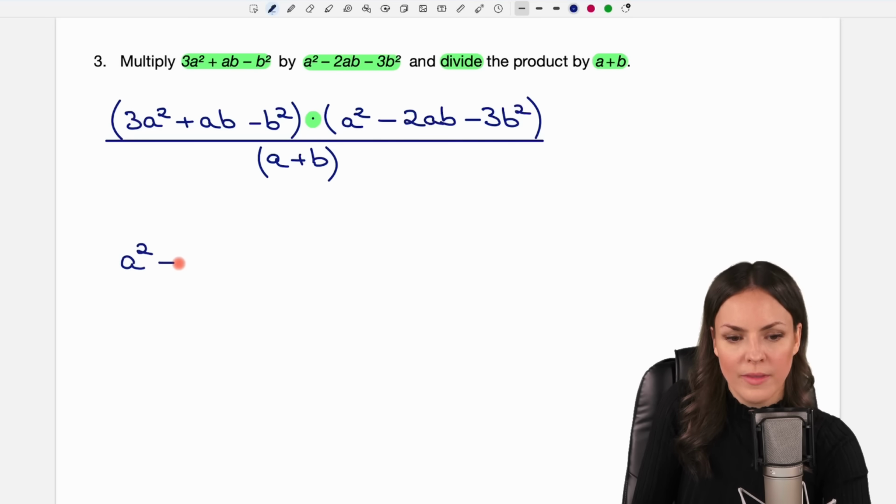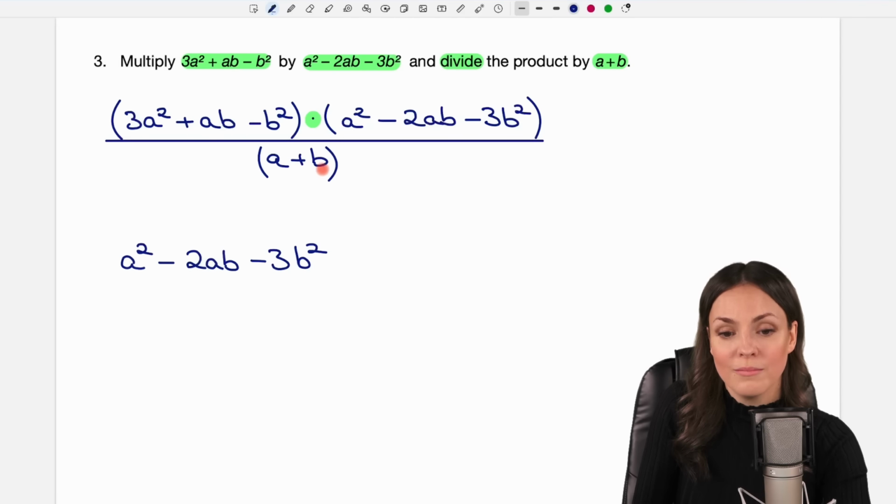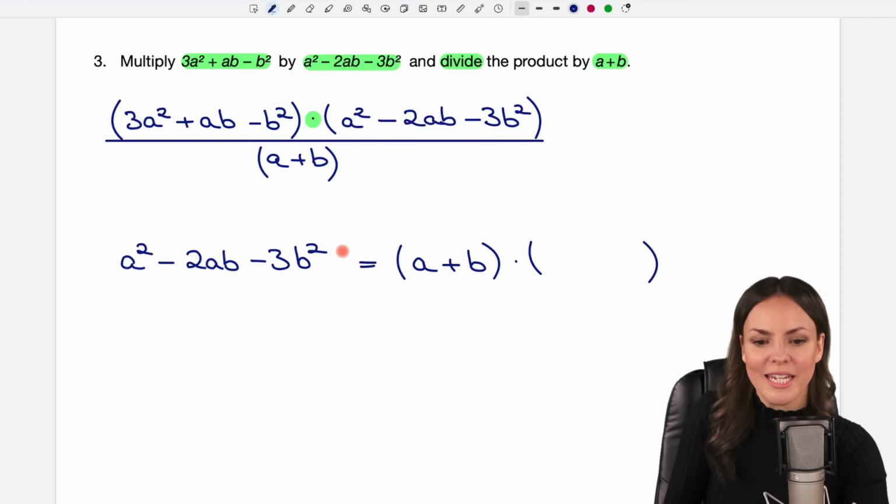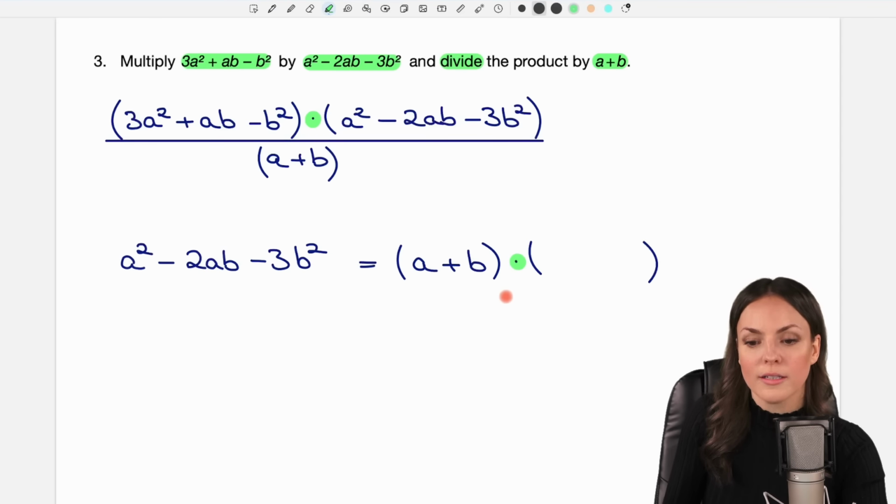So let's see if a plus b is a factor of this expression. Let's see if we can write this here as a plus b. This is what we have to find out. We don't know yet, but we want to find a product where we multiply a plus b by something else we still have to find, so that we can write this as a product of these two things where a plus b is a part of this product, because then we can cancel out these things.